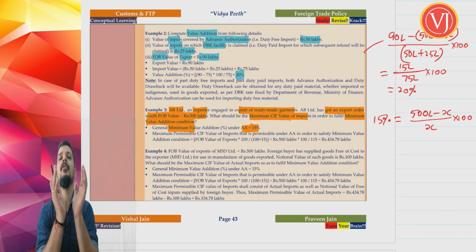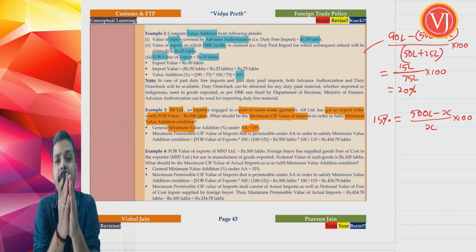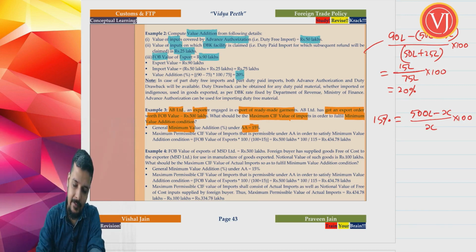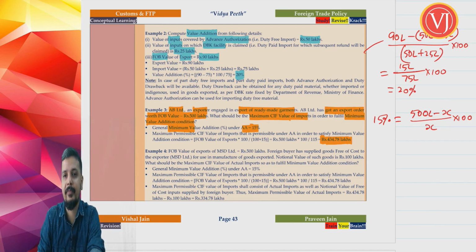So what is the validation formula, friends? Your export value minus import value, divided by import value, multiplied by 100, which is equal to 15%. So you have to calculate X. Use your calculator and calculate X. Now friends, if you do this mathematical formula and find out this X, you will get the final answer as 434.78 lakhs.